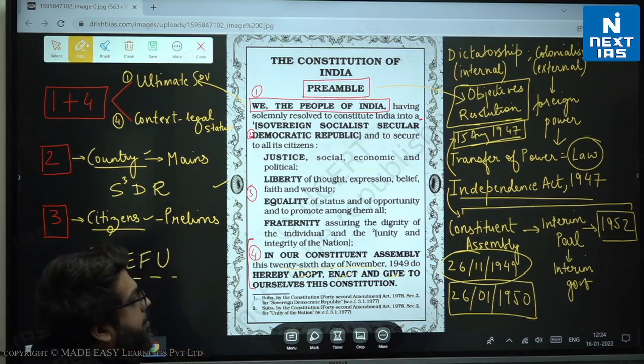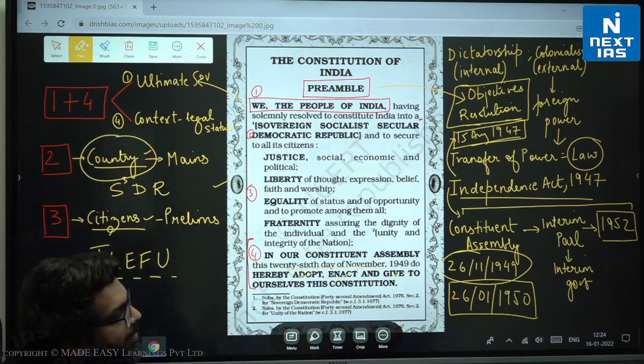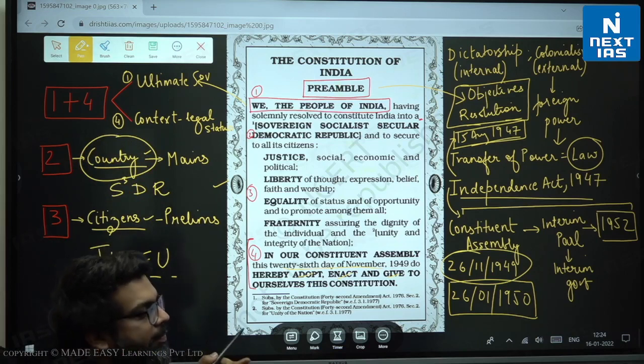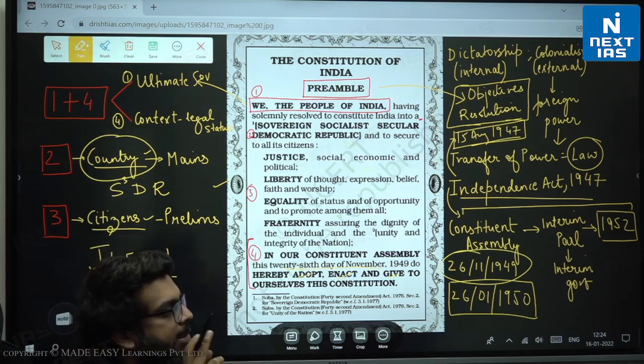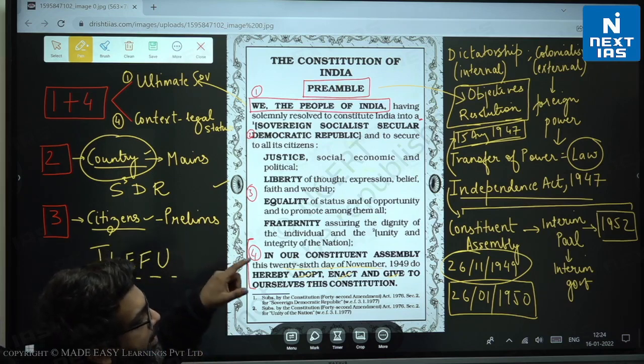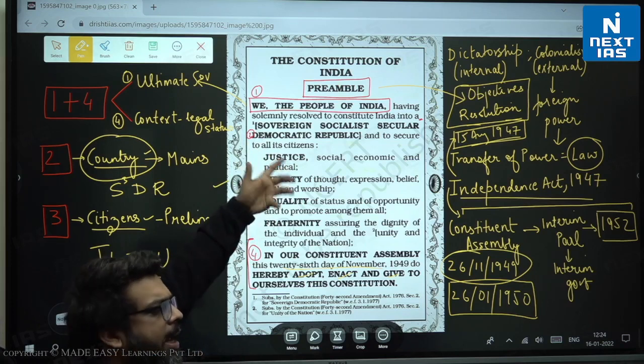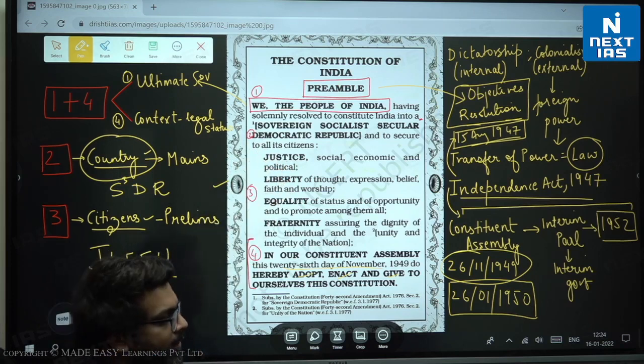ठीक है? अब the country-specific words, they are usually asked in the mains exam. For example, in one of the previous year questions in the last 10 years, the mains exam had asked you to explain the words attached to the word republic, and are they justified in the current context.